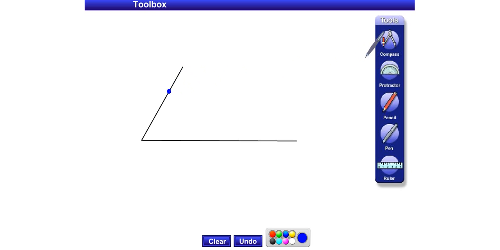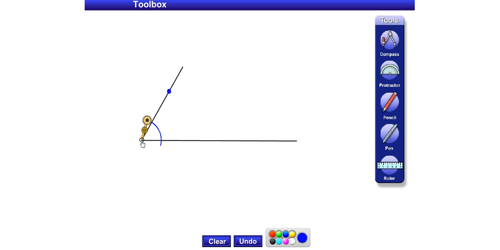The next thing we're going to do is to take our compass and put the compass at the vertex of our angle on the bottom. We're going to make this a little bit smaller because it doesn't need to be that big. Then draw an arc that goes through both sides of the angle.